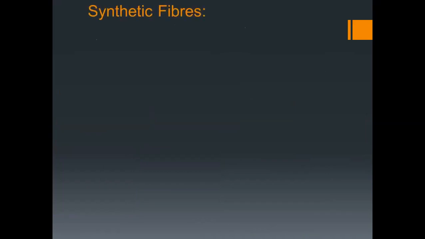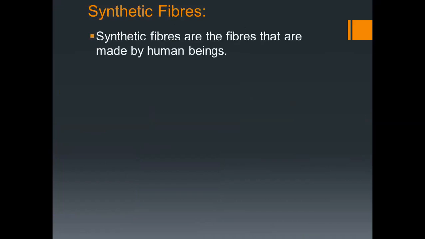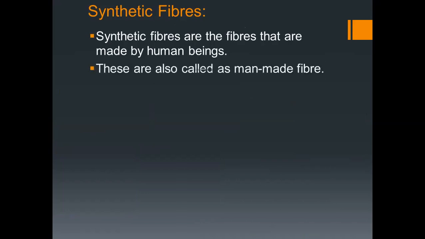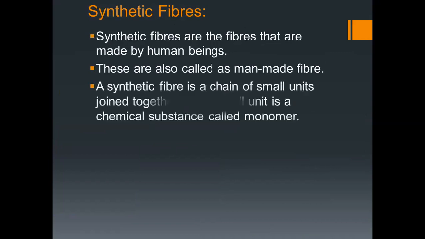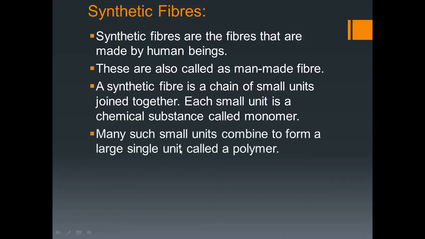Then synthetic fibers. Synthetic fibers are the fibers that are made by human beings. So these are also called as man-made fibers. A synthetic fiber is a chain of small units joined together. Each small unit is a chemical substance called monomer. Many such small units combine to form a large single unit called a polymer.